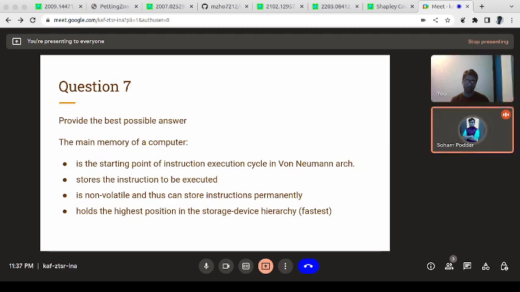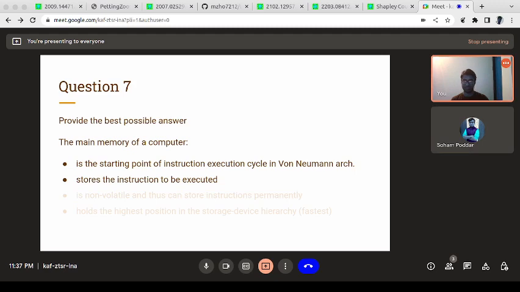Third option, sir. Okay, so no, the third and fourth options are incorrect actually. The first two options are correct, that is, it is the starting point of the instruction execution cycle and it stores instructions to be executed, but it is volatile actually. That is, when the computer is switched off, it cannot store the instructions, and it does not occupy the highest position in the storage device hierarchy. The registers actually occupy the highest positions in the storage device hierarchy, that is, they are the fastest.